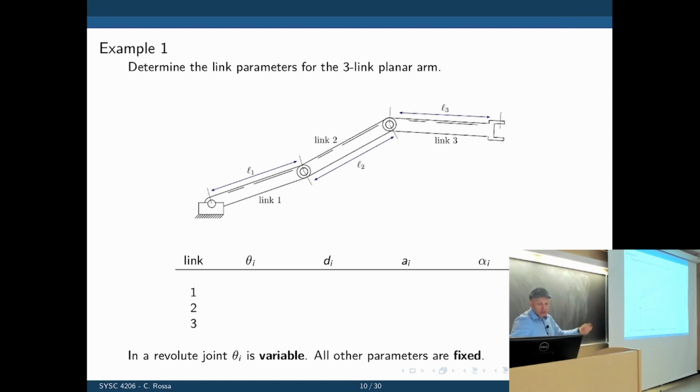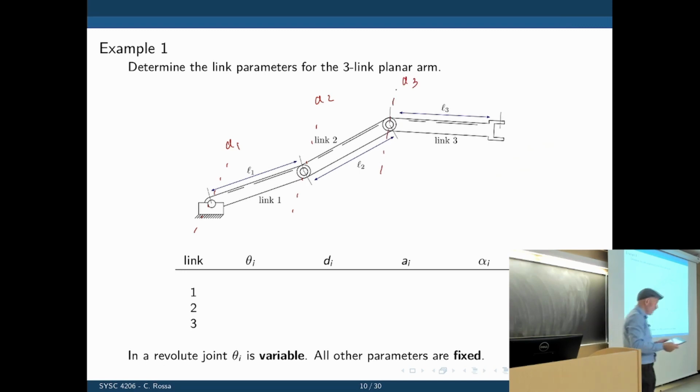Frame of link 2 goes at the end of link 2, and so on. So starting with link 1, how many axes do we have here? We have 3. Here we have axis 1, the axis about which link 1 rotates. Here we have axis 2, and here we have axis 3.